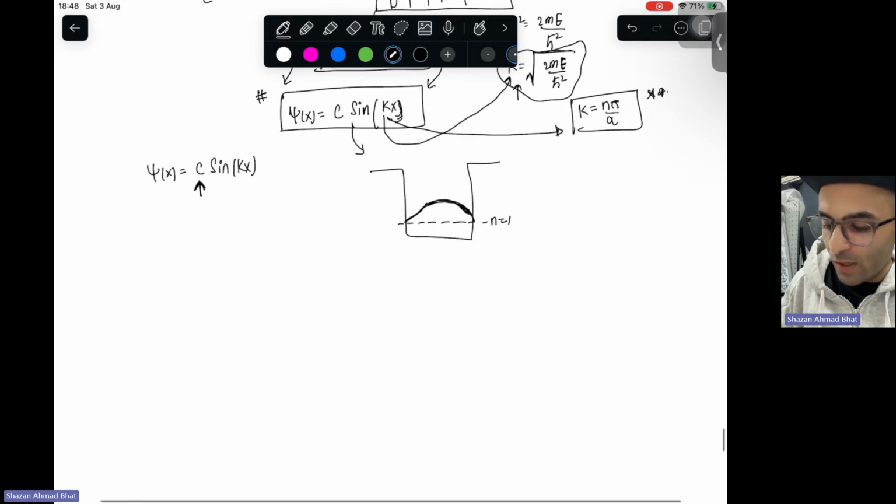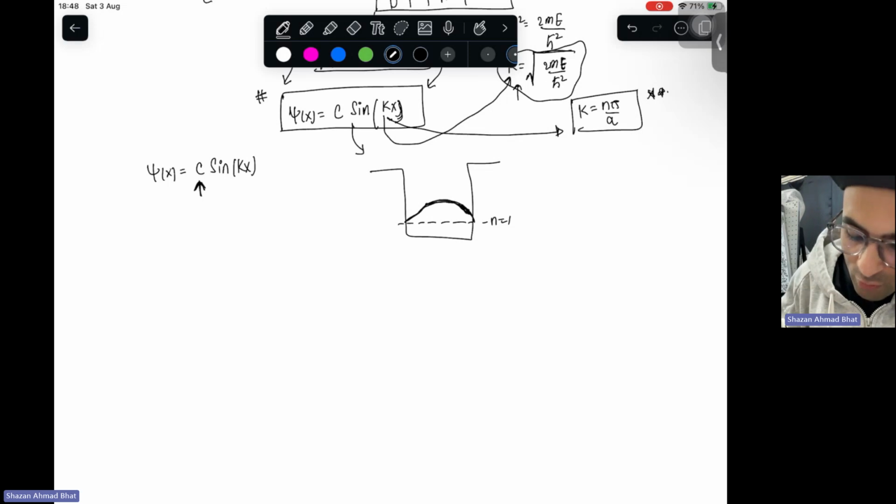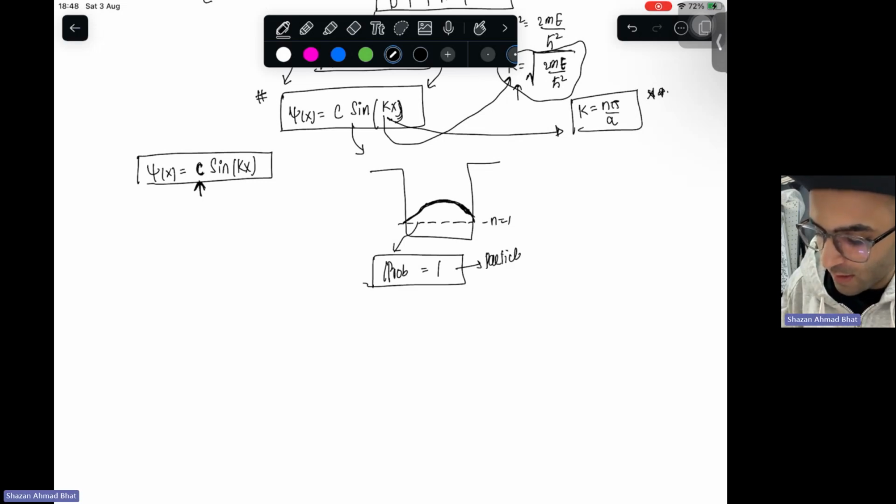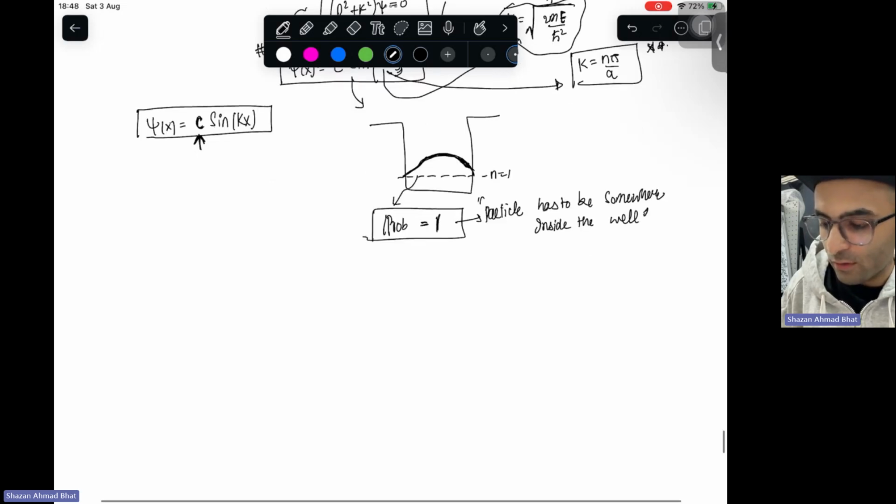Now what we are dealing with here is that we need to simply solve for this particular c. And how are we going to do it? We know that the probability of a particle is equivalent to 1 inside. That means the particle has to be somewhere inside the well, because it cannot go outside. So probability should be equivalent to 1 inside, at least where we are trying to compute it. That means the particle has to be somewhere.